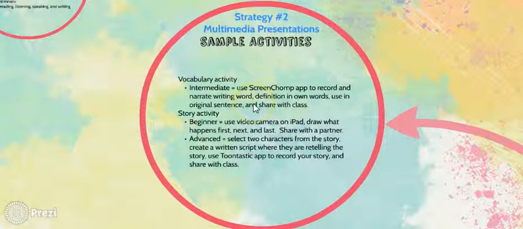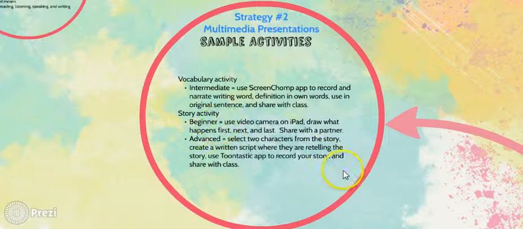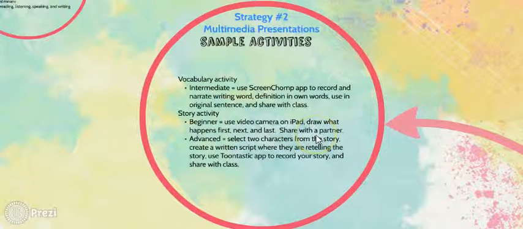Multimedia presentations could also be used as a story activity. So beginner students could use video cameras on the iPad and draw what happens first, next, and last. They could share this with a partner. Advanced learners could select 2 characters from the story, create a written script where they are retelling the story, and use the Toontastic app to record the story and share with the class. Of course, I would recommend modeling this process with students beforehand and providing a rubric.